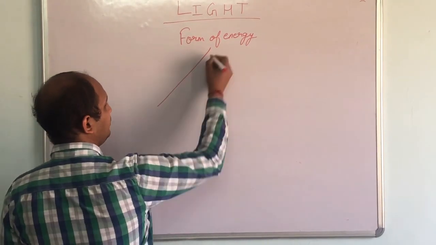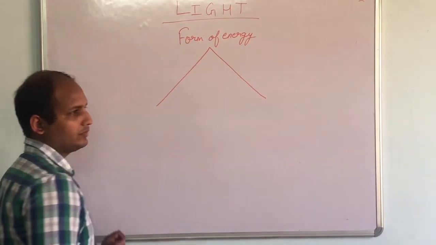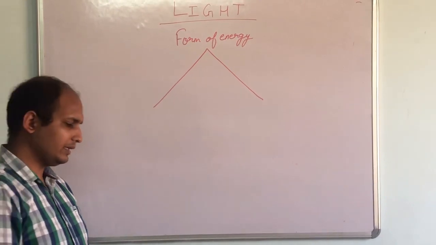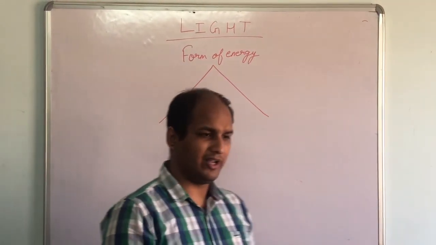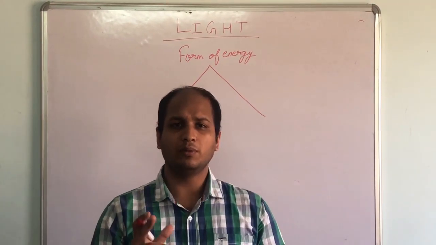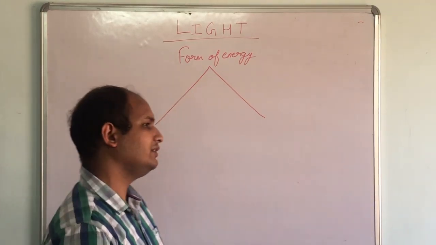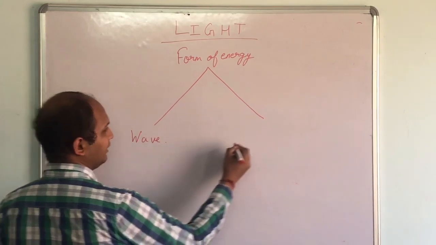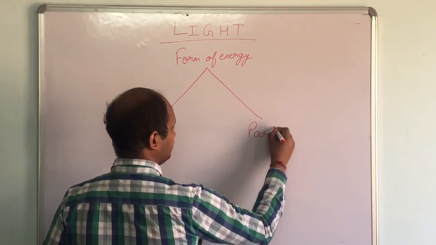It has basically two types of nature. Now what do you mean by the nature of the thing? That is, light travels in the form of wave or light travels in the form of particle. So light travels in basically both the forms. Light has wave nature as well as particle nature.